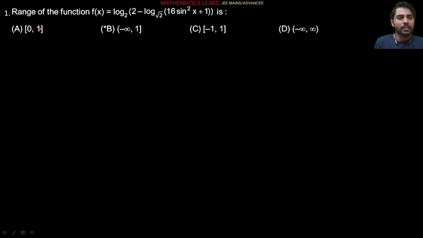So the first question is: the range of the function f(x) = log base 2 of (2 minus log base root 2 of (16 sin²x + 1)) is. So they are asking for the range of this function, right? So let's see here.